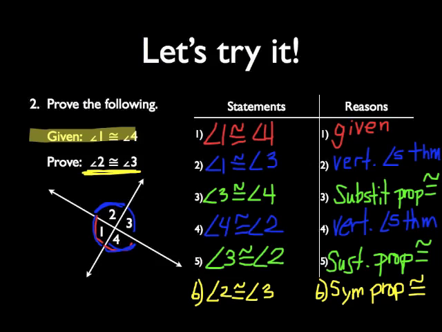We have just proved that given this figure, and that angle 1 and angle 4 are congruent, that means that angle 2 and angle 3 also have to be congruent. Yay! We are done.